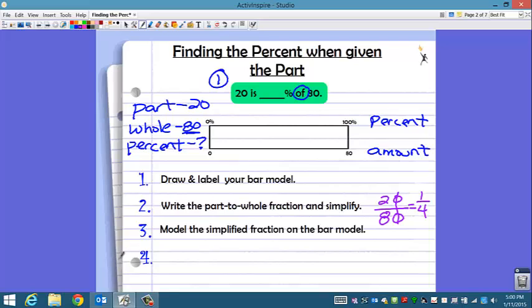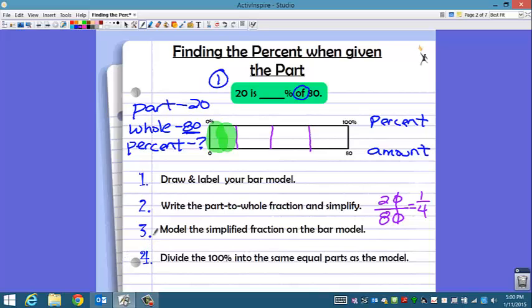Step number 3, you want to model the simplified fraction on the bar model. So we've done this, you've been doing this since elementary school, modeling on fraction bars. 1/4. That means you want to cut your bar into 4 equal pieces, and you're going to shade one of them. The numerator is 1, so you're going to shade one of them. So when you look at your bar model, you see a model that represents 1/4.